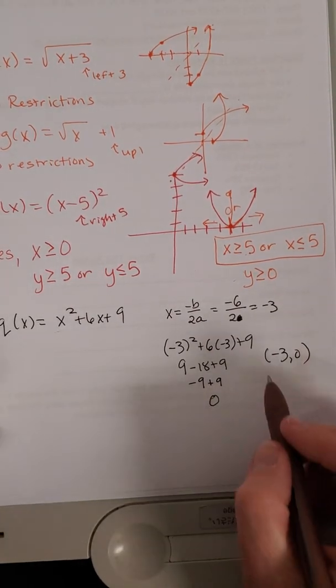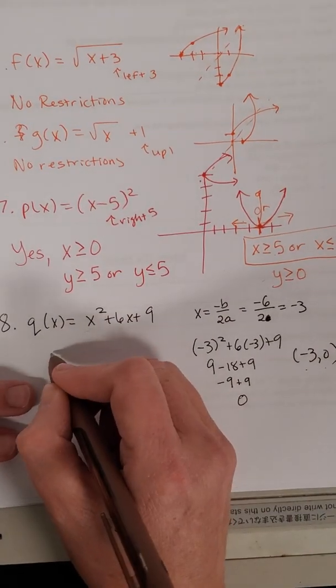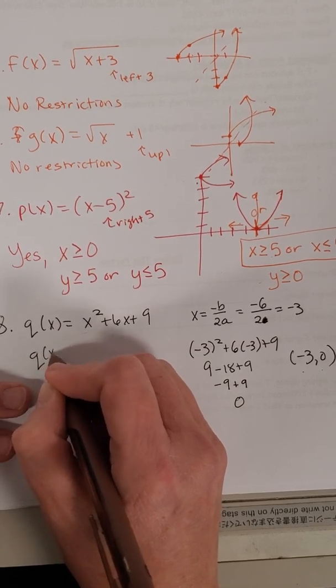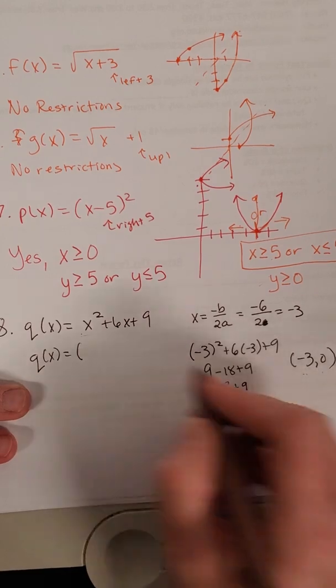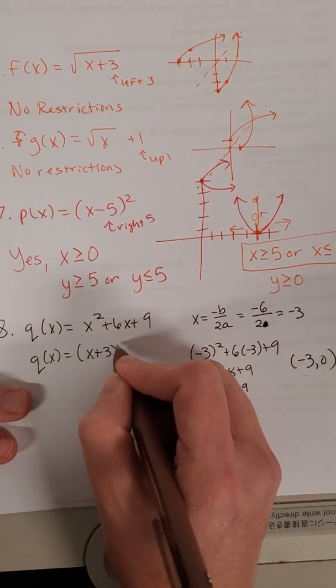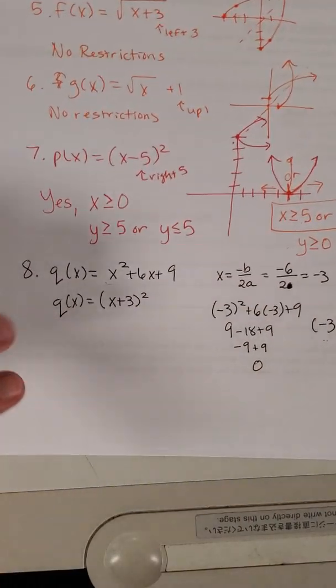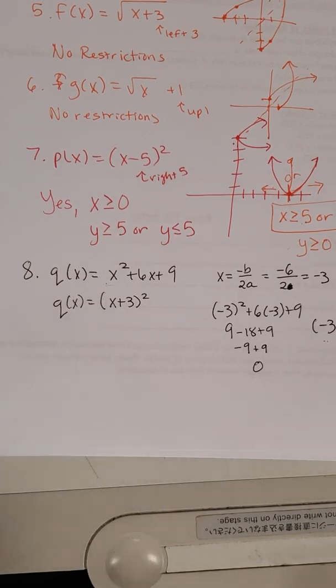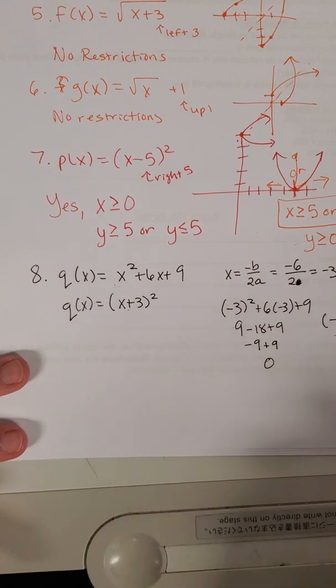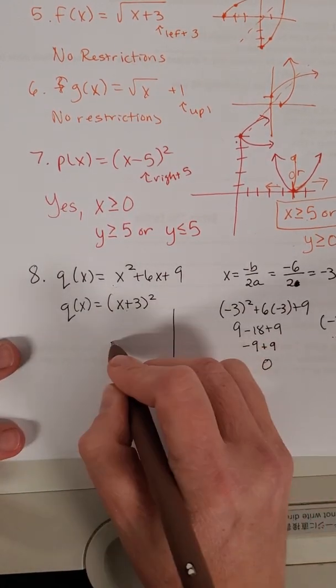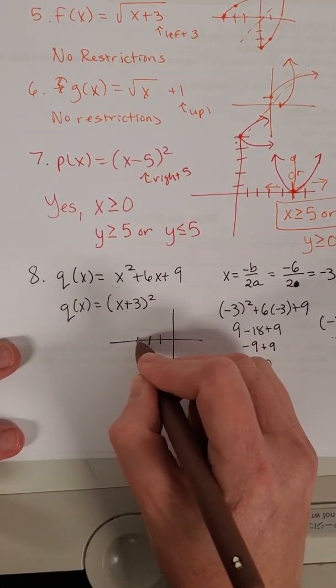So now that I have my h comma k, I could rewrite this as q of x equals a is 1, so x minus h, x plus 3 squared, and then plus k. This is the same function but in vertex form. Okay, so this graph will shift left 3 units. So that tells me that my graph will be over here 3 units to the left.